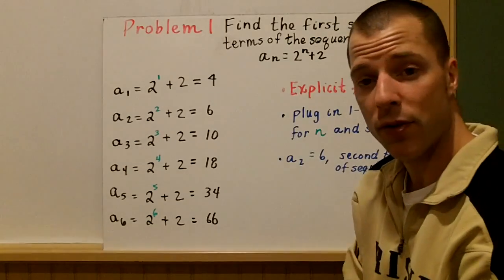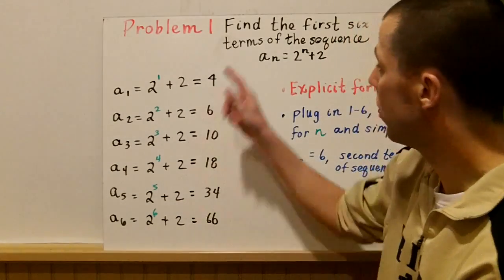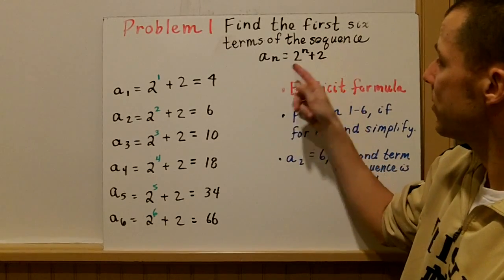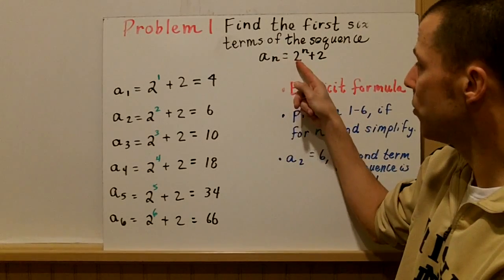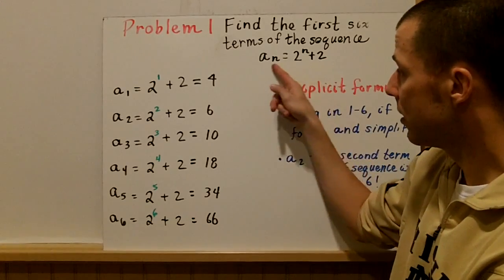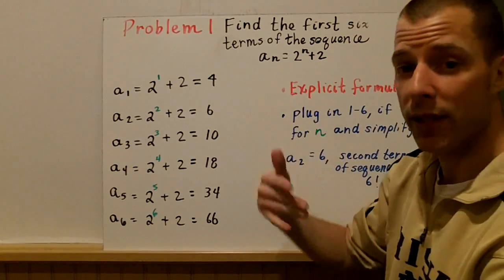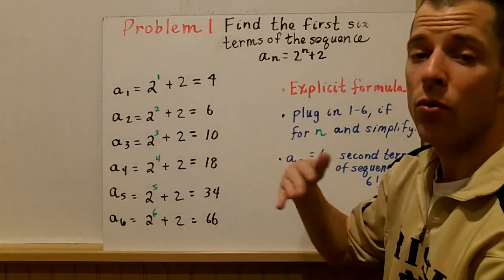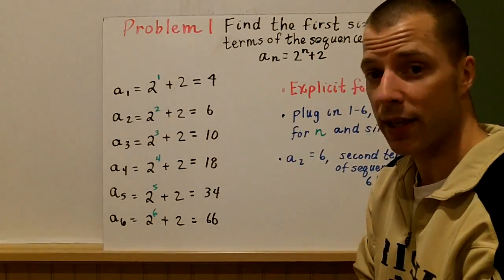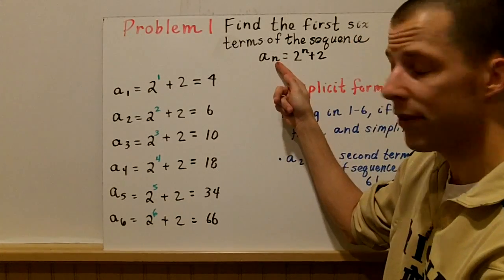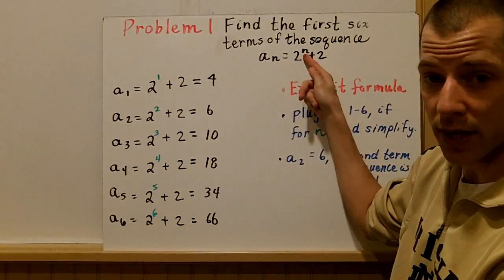So we're going to run through 4 examples here. In example number 1, we're going to find the first 6 terms of the sequence a sub n equals 2 to the n plus 2. Looking at this equation, I would tell you that it's explicit because we don't see the n minus 1. We're not using the previous term to get to the next term. This is an explicit formula. We're looking at the nth term and we define it using n.